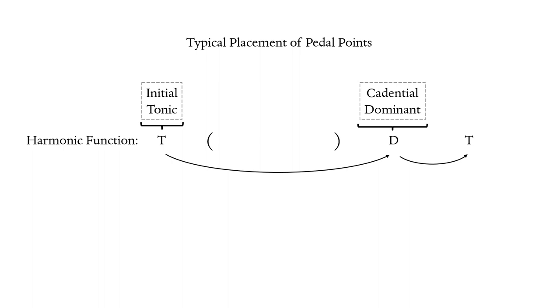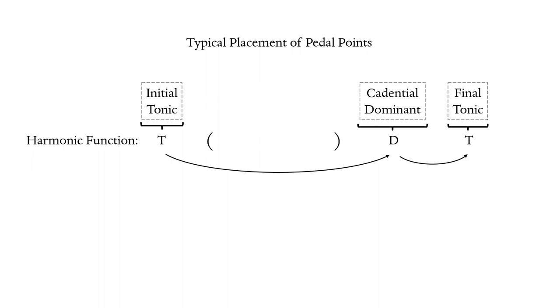Finally, we can place a pedal point on the final tonic at the perfect authentic cadence near the end of the piece. This type of tonic pedal has the opposite effect of the one built on the cadential dominant. Instead of building up anticipation, this tonic pedal dissipates the tension and acts like a kind of cushion or a denouement.